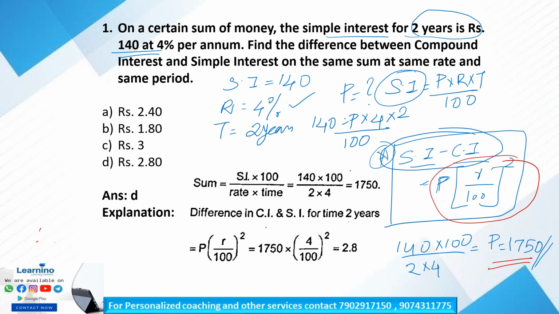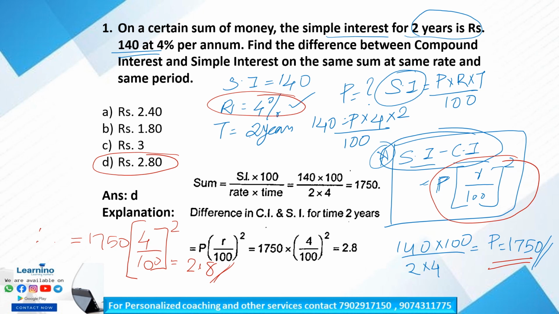Therefore, we substitute all the values to get the difference between simple interest and compound interest. The difference is equal to 1750 into R, which is 4%, so 4 by 100 the whole square, and by cancelling each other we will get the answer as 2.8. Is it clear? So our answer is option D, rupees 2.80 is the difference between compound interest and simple interest.